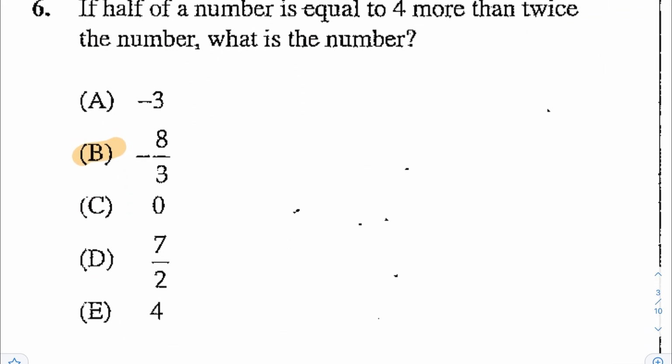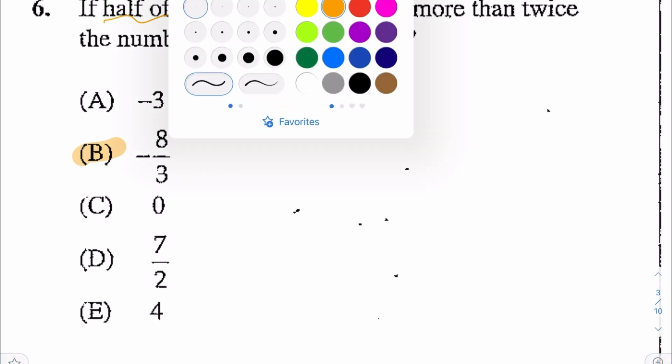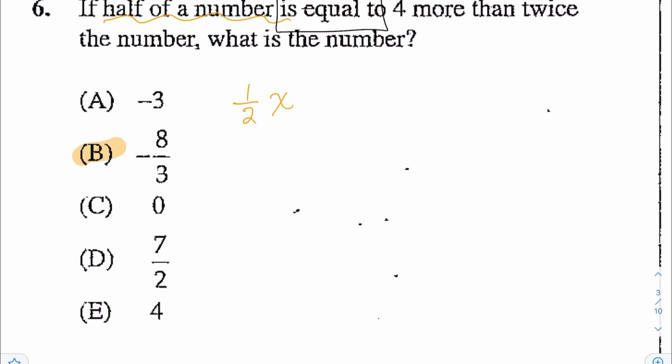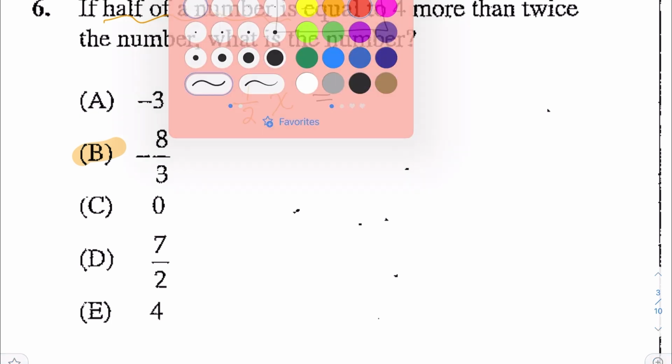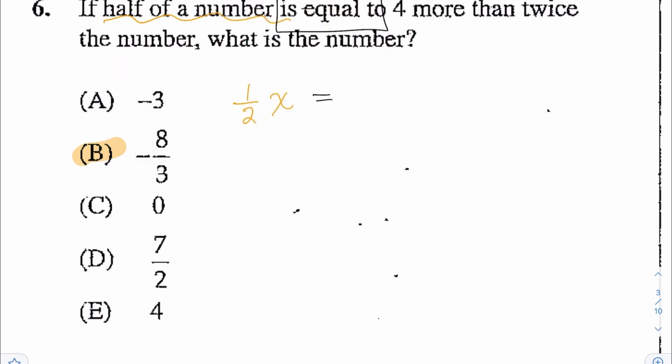All right, next for number 6: half of a number is equal to 4 more than twice the number. What's the number? So here you have to turn the word sentence into a number sentence. Half of a number means 1/2 of a number, which we're going to call x, and that is equal to, which means equal sign, 4 more than twice the number. So 4 more than means plus 4, or 4 plus, and then twice the number, so that's going to be 4 plus 2x.